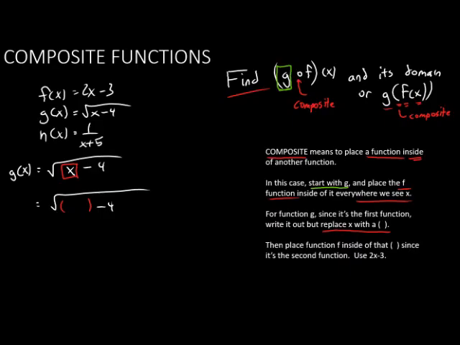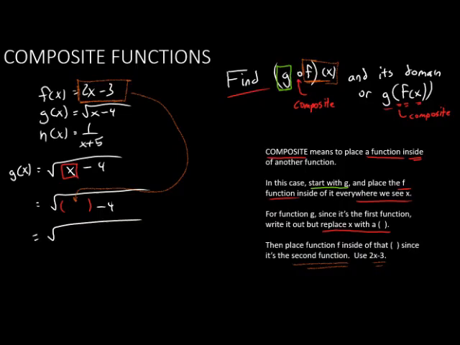Then we look to the second letter after the composite symbol. The second letter after the composite symbol is f. So that means we're going to take function f and place that inside the parentheses where the x once was. That is, we are always going to exchange x for whatever the second function is. g was the first function, f was the second, and so the f function will go in the parentheses where I've drawn this arrow, and that is 2x minus 3. So we'll now have square root of 2x minus 3, minus 4.